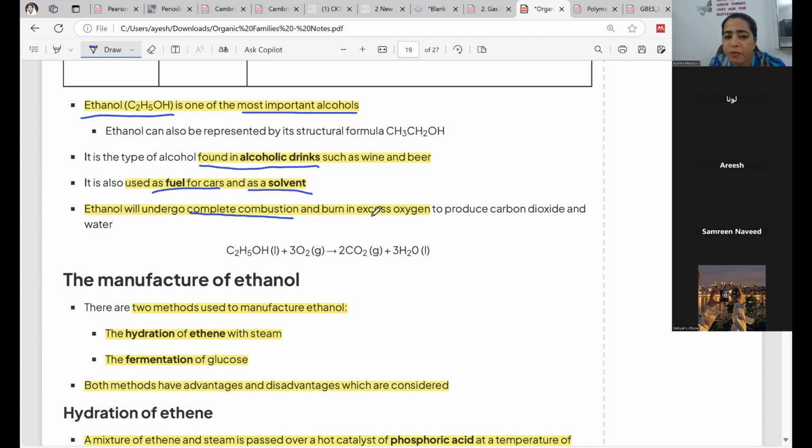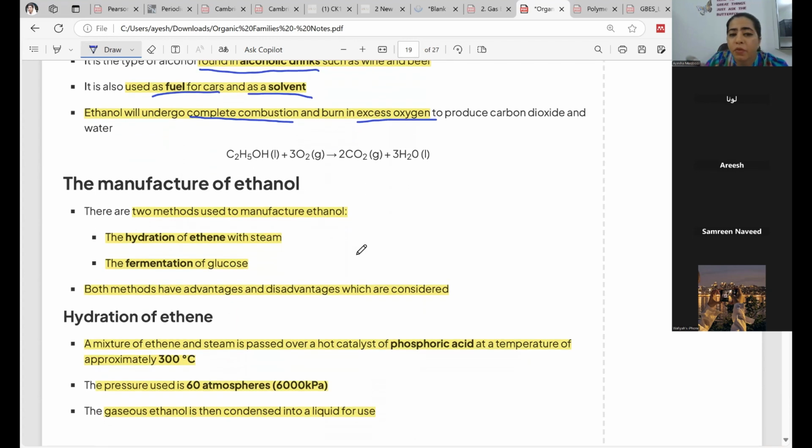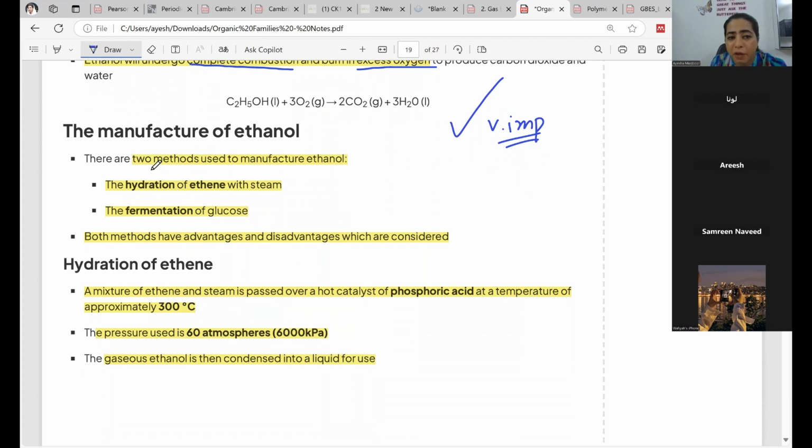We have to write excess oxygen whenever we are going to mention the complete combustion, because we know that incomplete combustion is giving us a different product. To make the ethanol, there are two different methods. This is a very important exam question, for the method to prepare the alcohol. There are two different methods to prepare the alcohol.